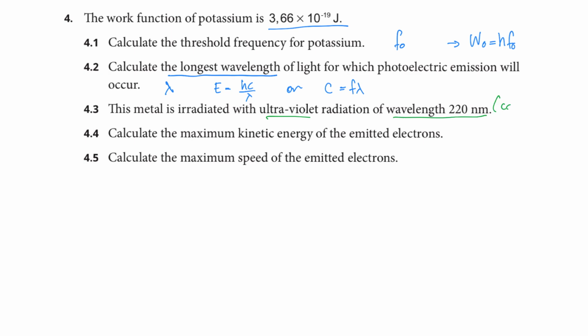So I already know here I must do some sort of conversion. It says calculate the maximum kinetic energy, so they want EK max of the emitted electrons. And the next one says calculate the maximum speed of the emitted electrons, so they want v max at the end. So those are the things we're looking for. We're going to go through each question. I would recommend that you do each question by yourself, and then later you can pause the video and come and have a look at how you did.